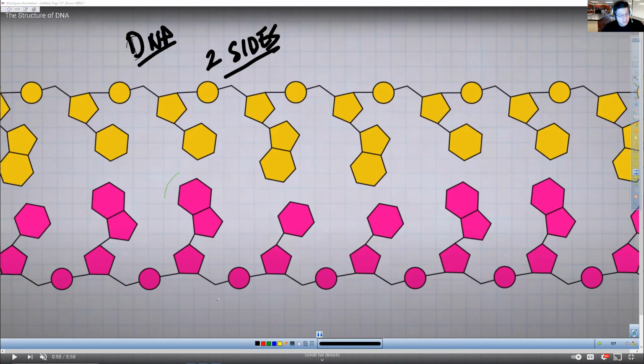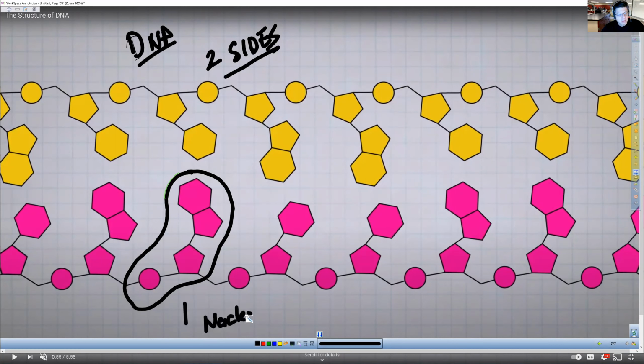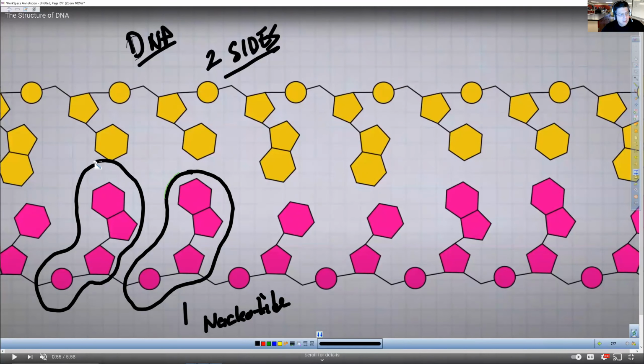Anyways, as you're seeing here, I'm going to circle right here. Let me get rid of this. I'm going to circle here. See that right there? That right there is one nucleotide. And as you're seeing, here's another nucleotide. You see that? So there are two molecules, and now how are those molecules connected? What do you guys notice?